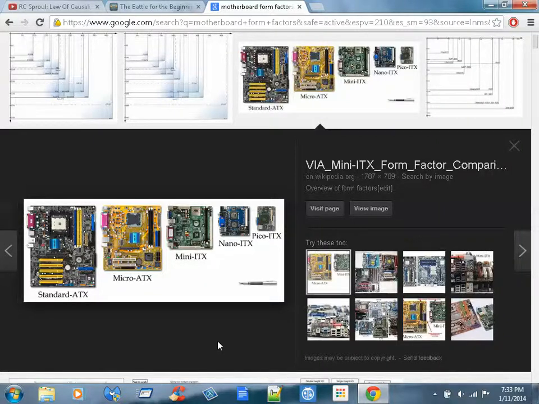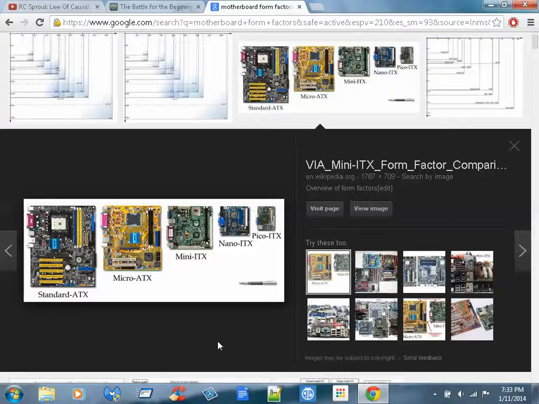And so going on, talking about form factors, they vary in size, location of components, and location of mounting holders. Not all cases hold the same motherboards, so you'll have to make sure they're compatible. And different power requirements.